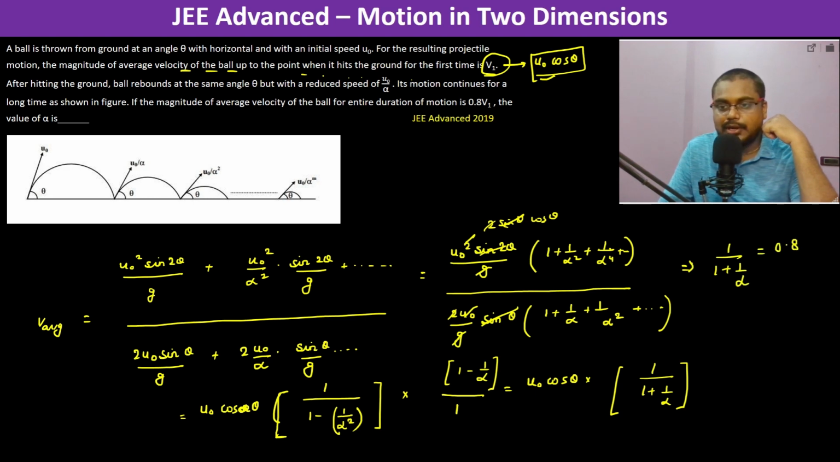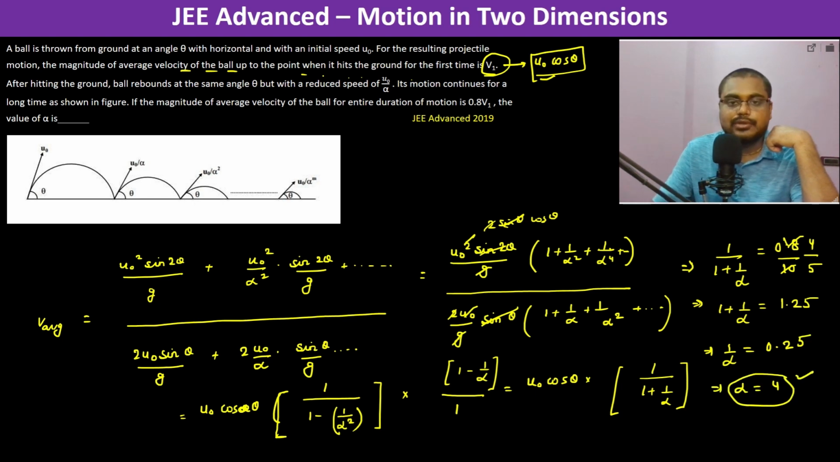Okay, so therefore this whole thing, 1 by 1 plus 1 by alpha, is going to be 0.8. So therefore 1 plus 1 by alpha is going to be, so this is 10, this is 4, this is 5, it's going to be 1.25. 1 by alpha is going to be 0.25, so alpha is going to be 4, therefore the answer is going to be 4.